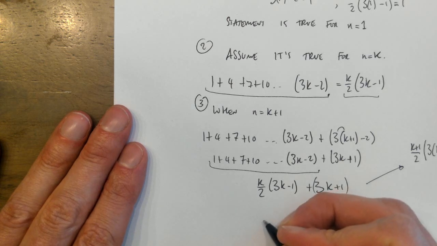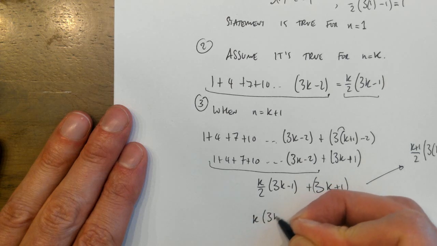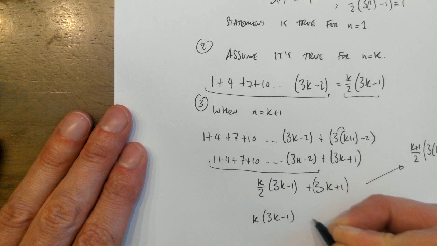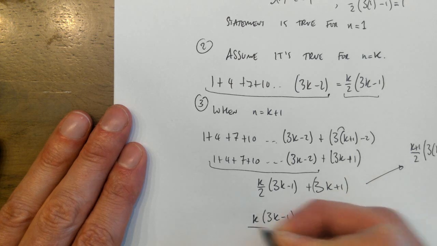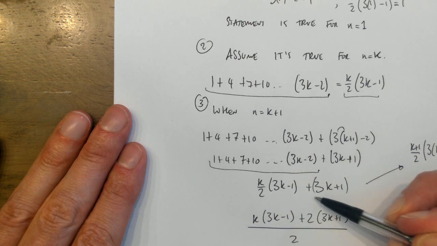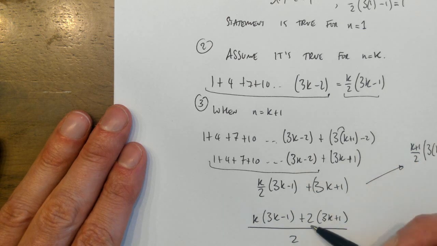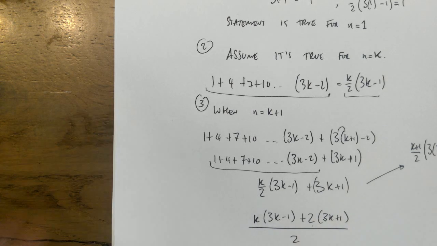Right, so that's going to be, this bit stays the same, k times (3k minus 1) plus 2 times (3k plus 1) all over 2. Right, so that was already over 2, so I'm putting this over 2, so I've got to multiply the top. Okay, so let's see what happens if we multiply out the brackets.